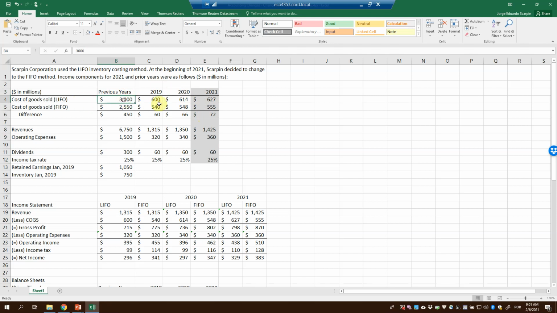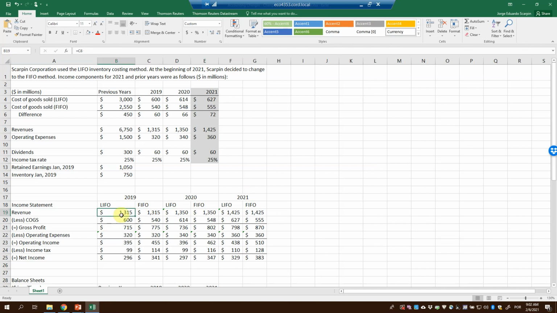Cost of goods sold according to LIFO, the one that we are using currently. Cost of goods sold according to FIFO, and the difference. And here, additional numbers: revenue, operating expenses, dividends, income tax rate, and the beginning balance of retained earnings in January 2019 and inventory in January 2019. So let's revise here. Income statement 2019, 2020, 2021 according to LIFO and FIFO.